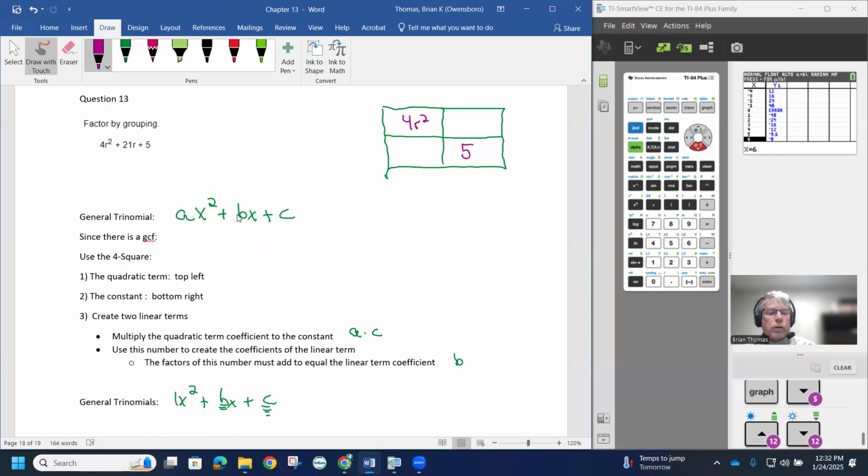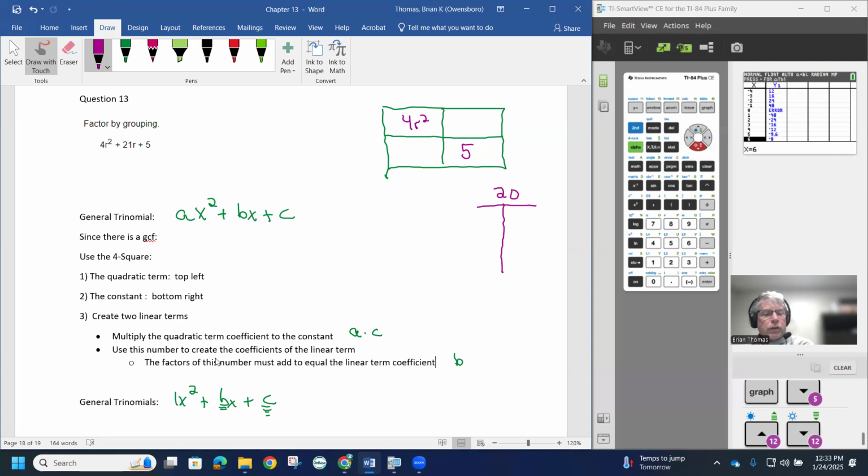Now, the way we do this, though, to create these 2 linear terms, we want to multiply the quadratic term coefficient by the constant. In other words, the A times the C. So this is where I'm going to use my little T-chart as well. So not great with organization still. So what we're going to do to create the rest of this problem is we're going to multiply the 4 times the 5 and get this 20. So this 20 is going to go here.